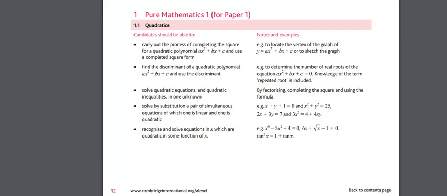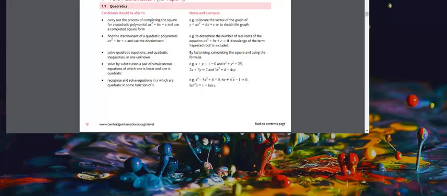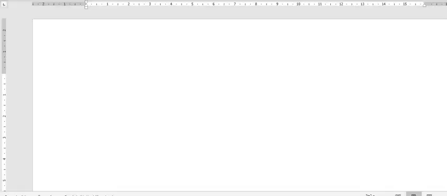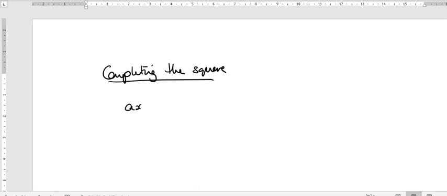And then in the notes and examples, it says that you need to locate the vertex of the graph in order to be able to sketch the graph. So let's have a look at what completing the square is. Completing the square is another way of rewriting a quadratic equation. Now a quadratic equation looks like something like this, ax squared plus bx plus c.